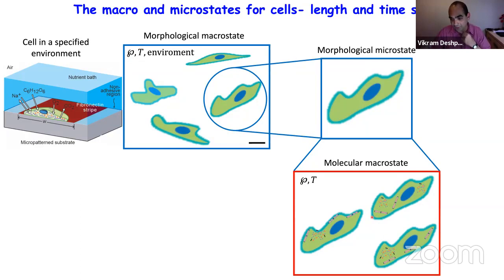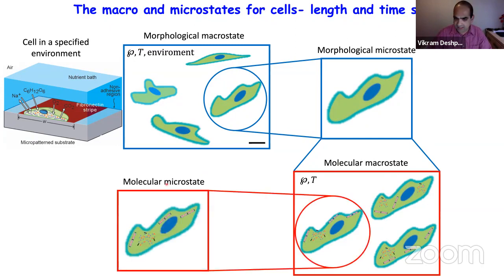And of course, the ensemble of all those arrangements gives me the molecular macrostate. And of course, there are molecular microstates, and these two things are typically analyzed by conventional statistical mechanics: you have molecular microstates, and then this ensemble together gives you a molecular macrostate, which is an ensemble average of those.